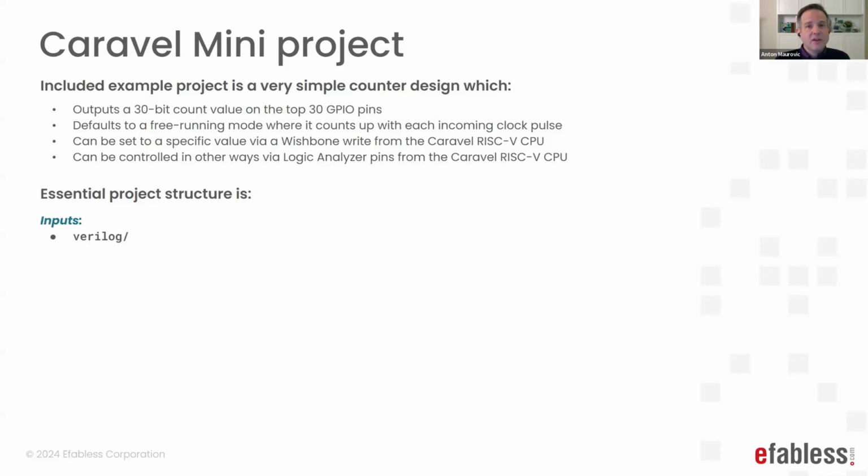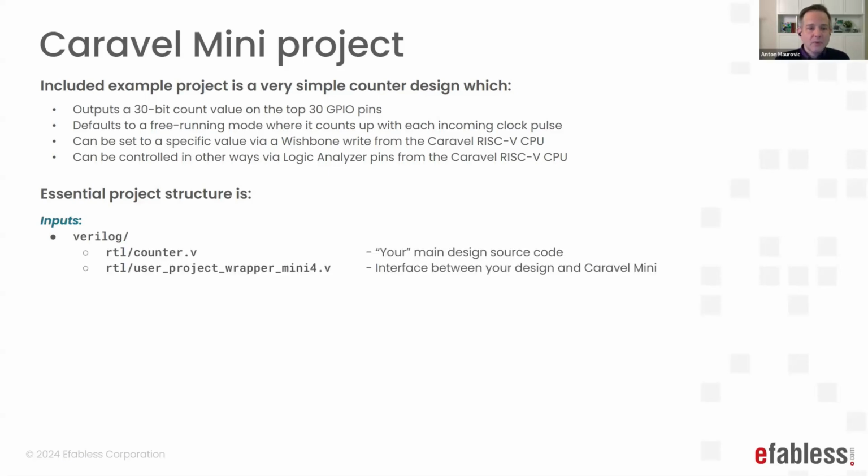So for example, we have Verilog source code, which includes our main counter design example. A wrapper file, which is what provides the standard interface between your project and our harness. So you basically do simple wiring between your design and the rest of the chip through that file. We have a DV, or design verification, subdirectory, which includes some tests and simulation scripts so that you can actually verify your design before it gets submitted.